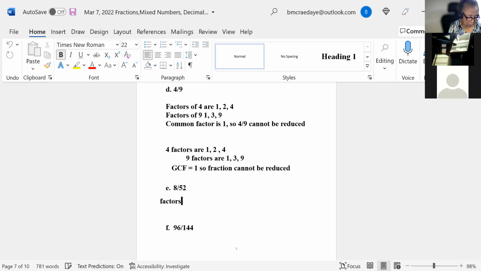Factors of 8. So what are the factors of 8? 1, 2, 4, and 8. Very good. Okay. Now let's list the factors of 52. So what are the factors of 52? 1. We know we have a 1. What else?